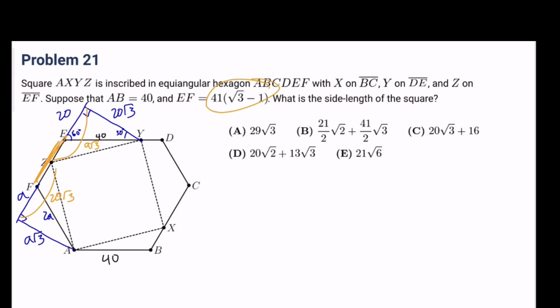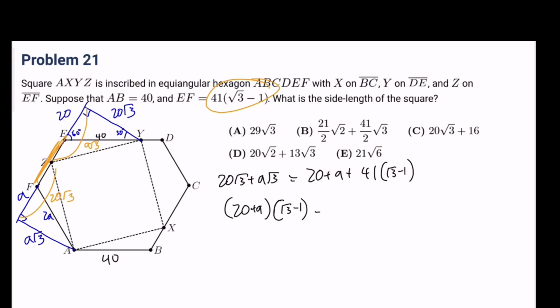And so we can compare this length in two different ways. So if we do that, we get 20 root 3 plus a root 3 equals 20 plus a plus EF, which is 41 times root 3 minus 1. So this gives us that 20 plus a times root 3 minus 1 equals 41 times root 3 minus 1. So if those two cancel, that gives us that a equals 21.